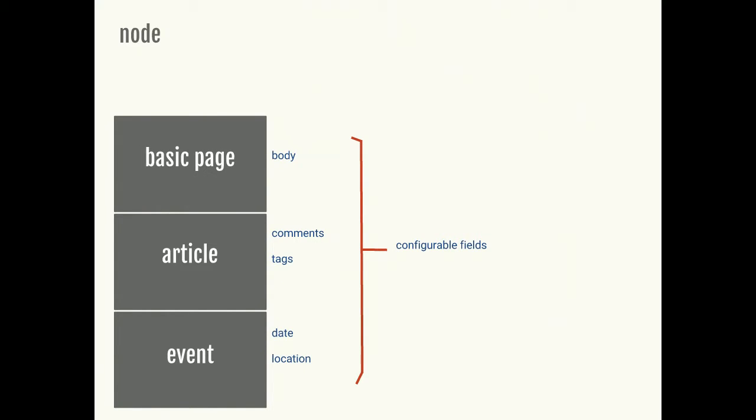And then we have these fields that belong to each bundle type or category, which are the configurable fields or bundle fields. And like we saw with oaks and poison ivies, they can be shared across content types. You can have a tags field in articles, but you might want that in events too, and that's fine.